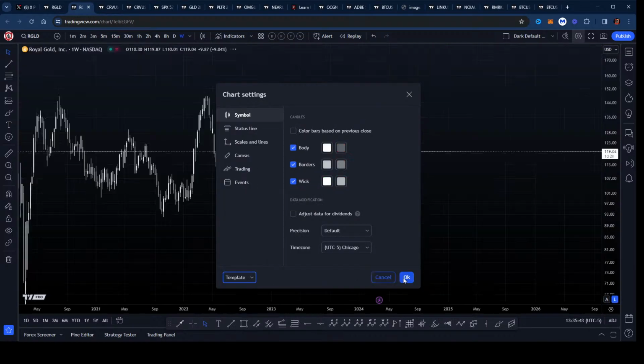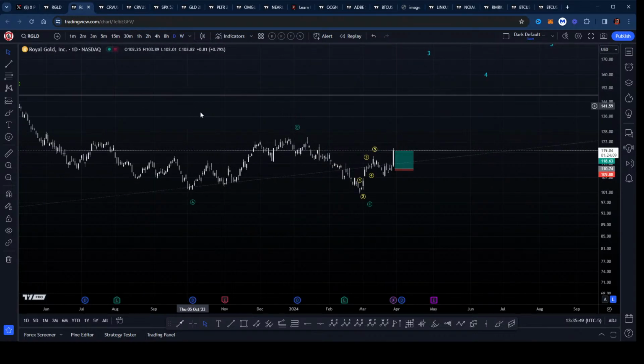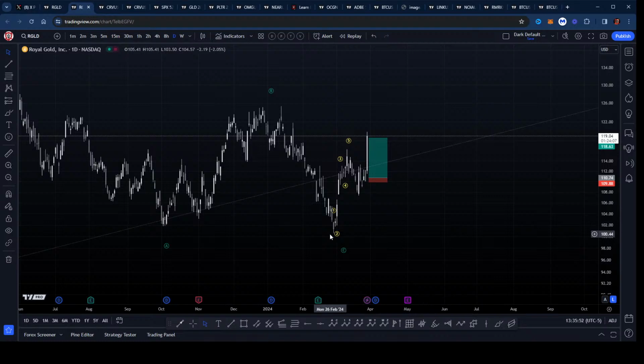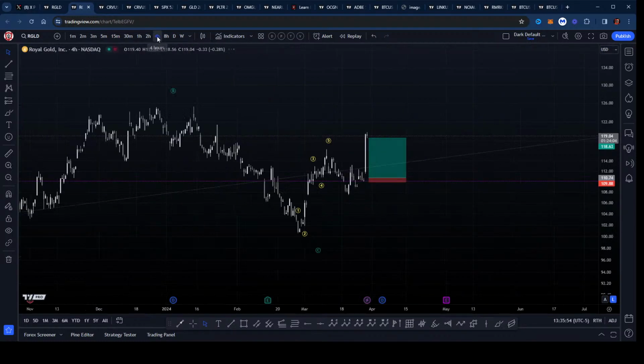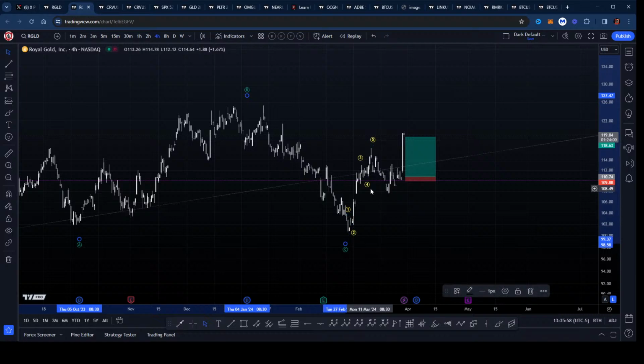Just to put it in my color palette. Okay, so 1, A, B, C. Right. Okay, so we're on... Oh, I'm on the weekly. Let's go down to a daily. Why not? I like what I see already. Let's go to a 4. When I get a 4, okay, C is in. 1, 2, 3, 4.